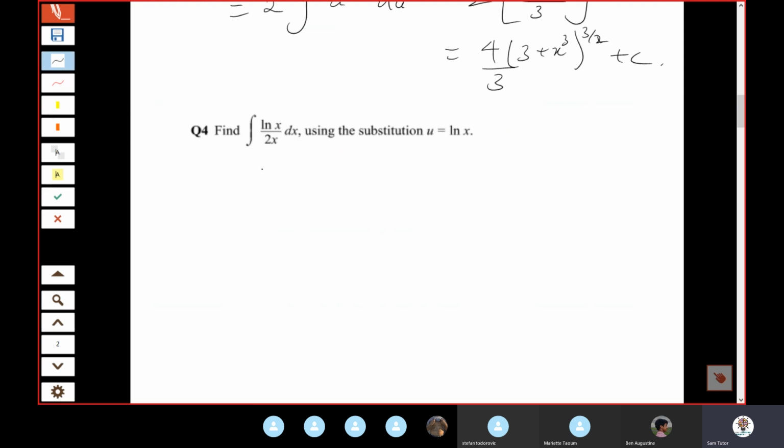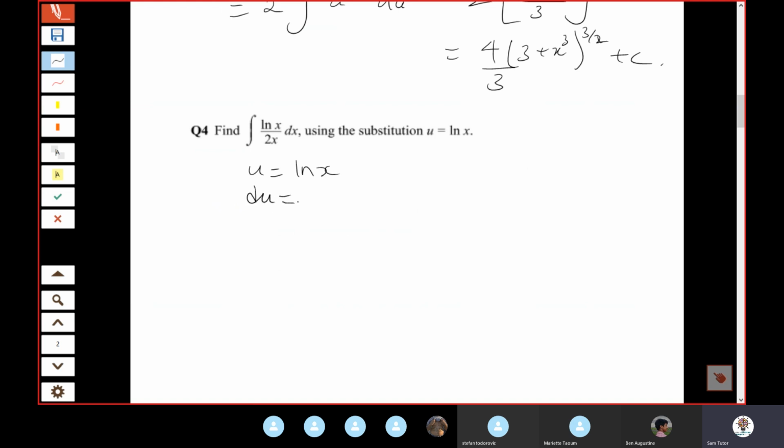All right. So now we've got to integrate ln x on 2x. And you can obviously see straight away that this is not your stock standard question, right? It's a little bit different, and that's why we've got to use these substitution questions. So u equals ln x.